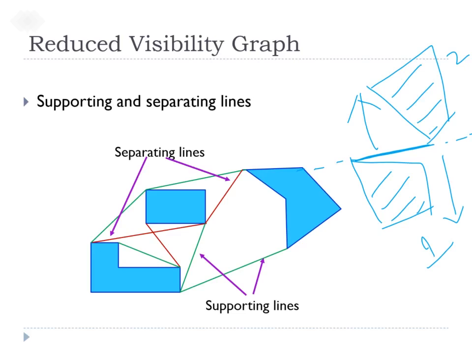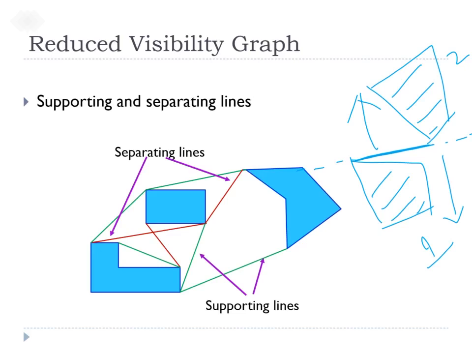So if the obstacles are in different regions when the supporting edge is extended infinitely to both the sides, then this is known as a separating line.